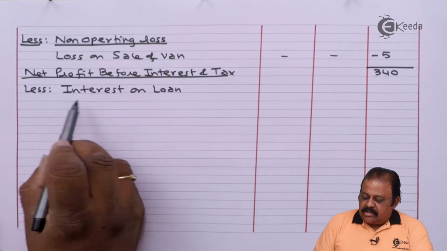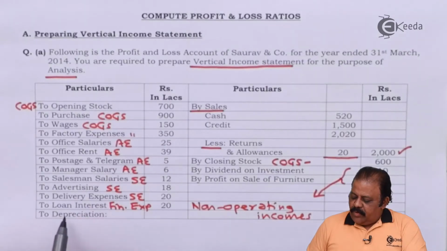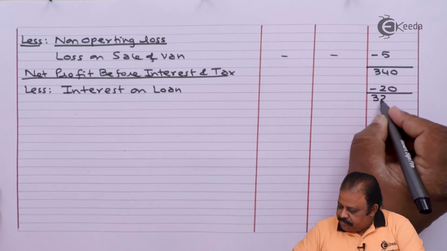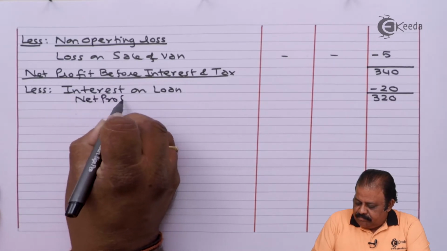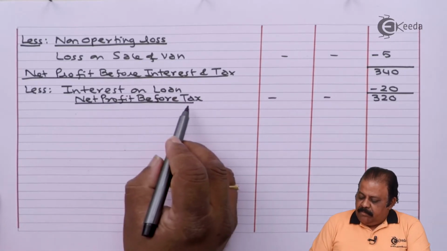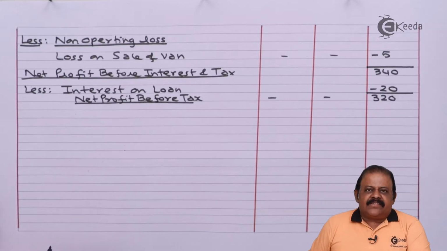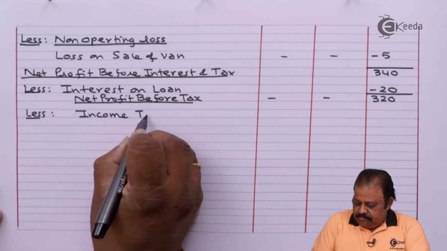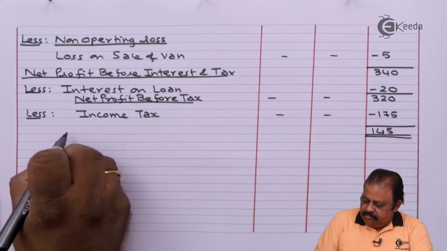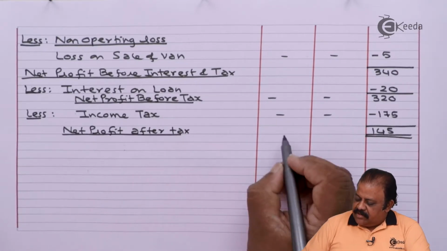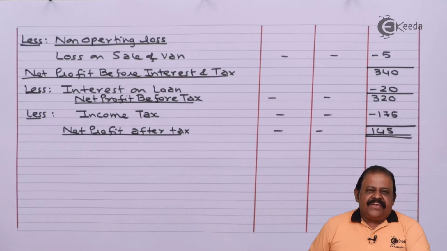From this, we are required to deduct interest on loan. Here we have loan interest 20 lakhs. Net profit before tax, we have 320 lakhs. Here income tax is given 175 lakhs. Finally, we got net profit after tax 145 lakhs. We have completed vertical income statement.